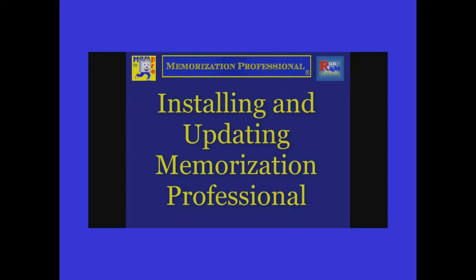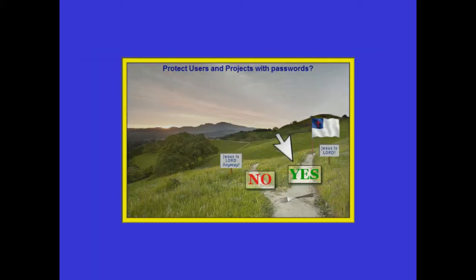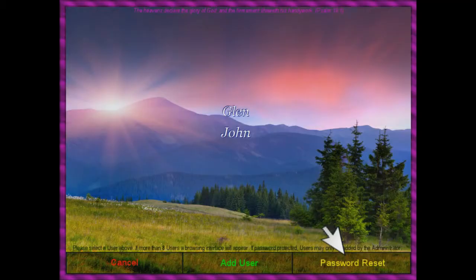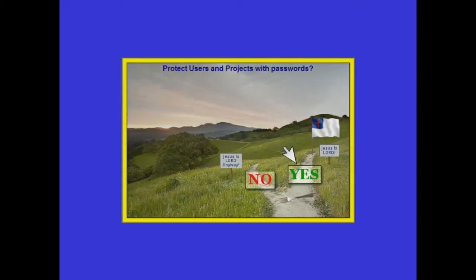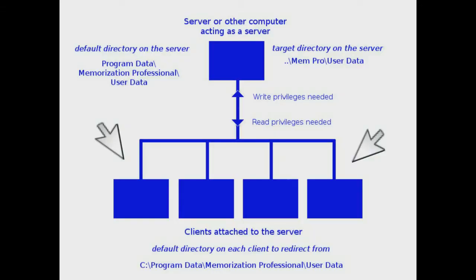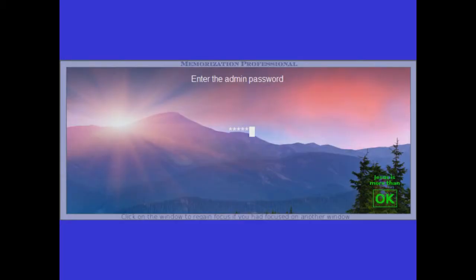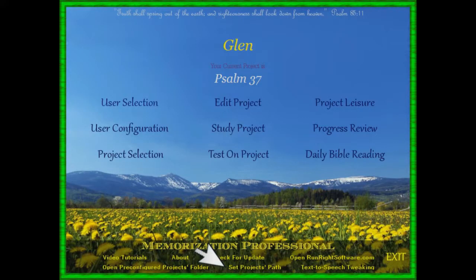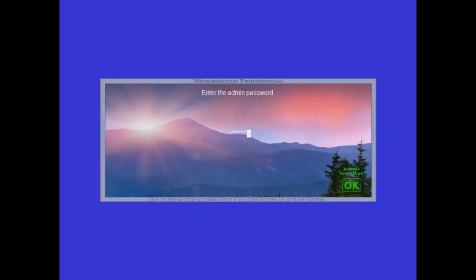If you did not select the Use User Passwords option, then open up User Selection from the main menu, select Password Reset. Then click on Yes when the password option appears. Do this also on all the clients, and you must use the same admin password on all the clients. At the bottom of the main window, select Set Projects Path. A dialog will open for you to enter the admin password.